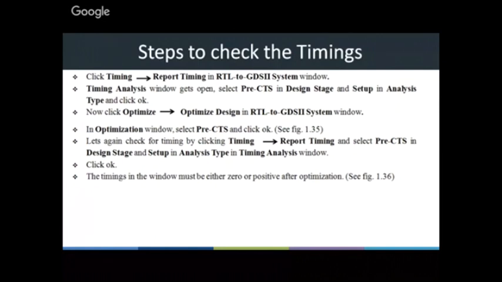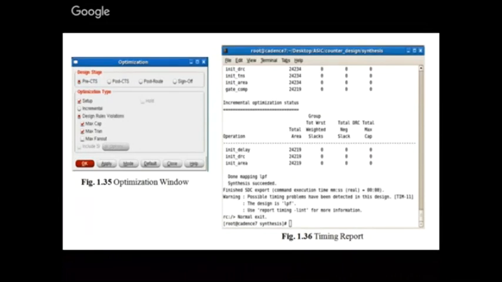And again, we will check for the timing report. You will see here if it's 0 or positive value, then proceed. Let's again check for timing. This is your optimization window in which we will have to select this pre-CTS option and we will click OK. And this is your timing report. Here you can see the timings are 0, so it means it's OK.